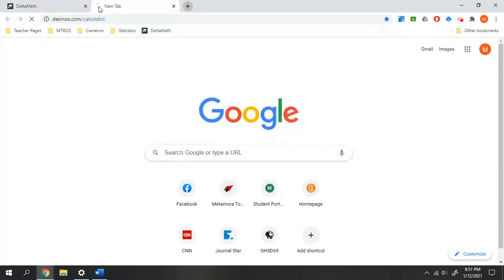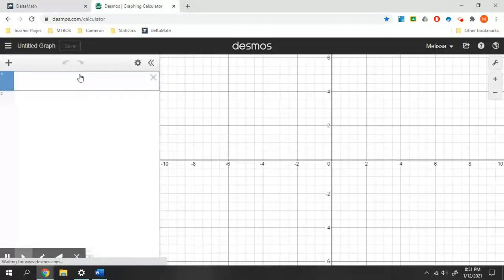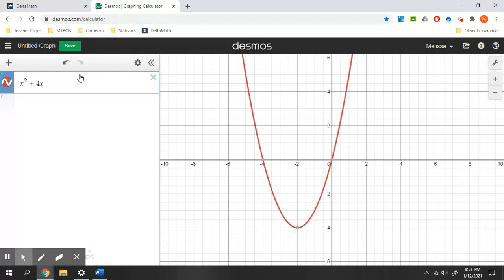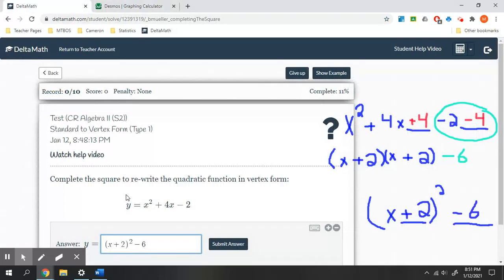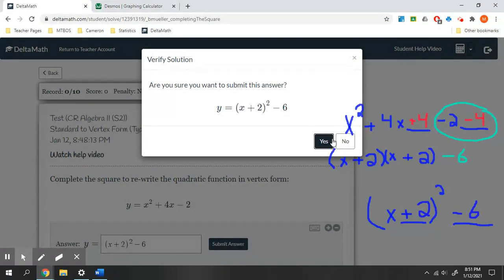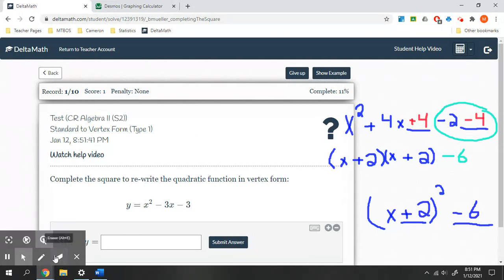And you could always check these answers by graphing these. If you did this properly, these should look the exact same, either in your graphing calculator or in Desmos. I had x squared plus 4x minus 2, and then I had x plus 2 squared minus 6. Sure enough, those are the exact same, so that matches up. So you should have enough information now to start to convert things in vertex form.